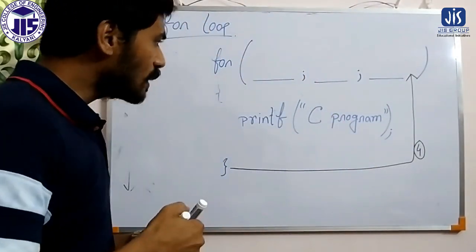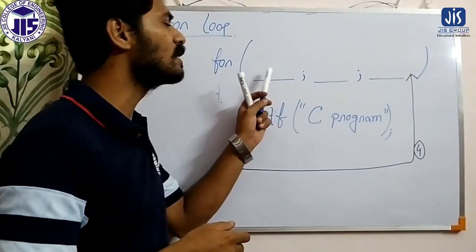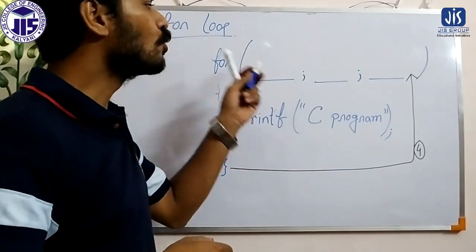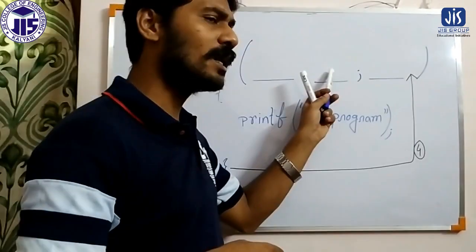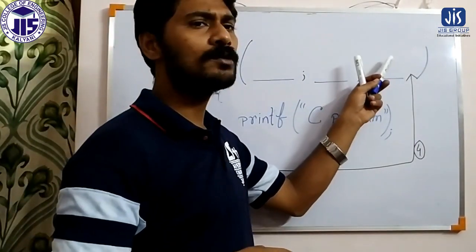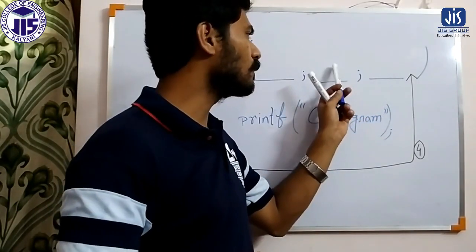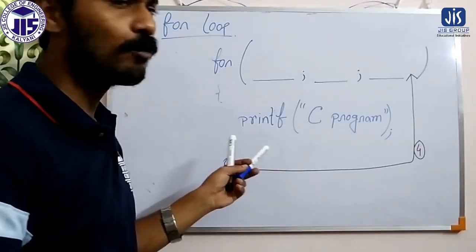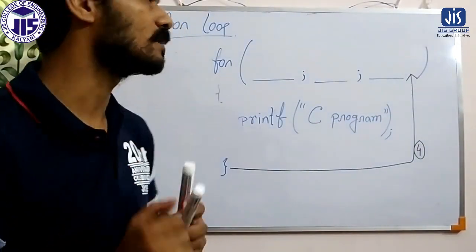But not necessarily always we have to initialize the value inside the for loop. We can initialize the value before the for loop also, no problem. Not necessarily always we have to write the condition here, and increment and decrement we can perform inside the body also. I am just giving a very simple example.